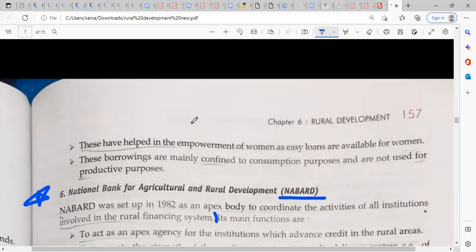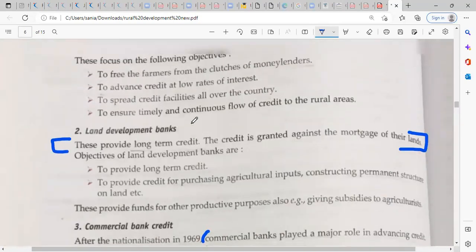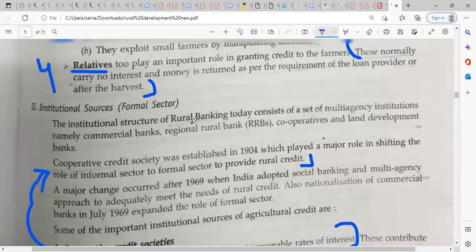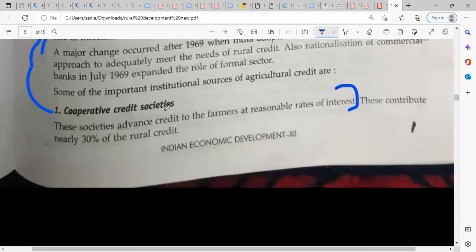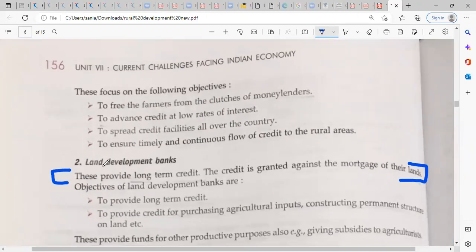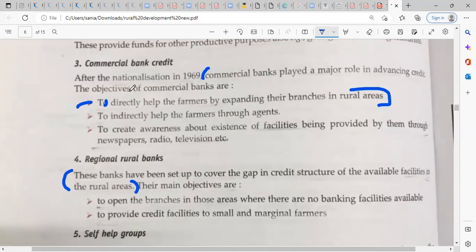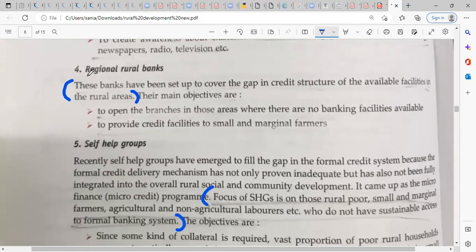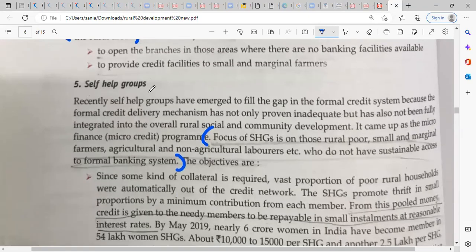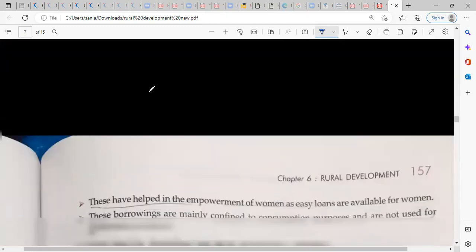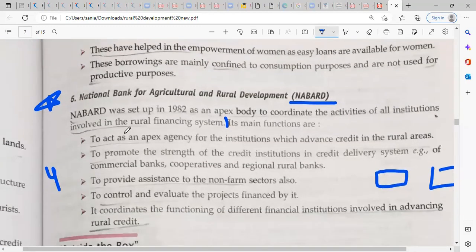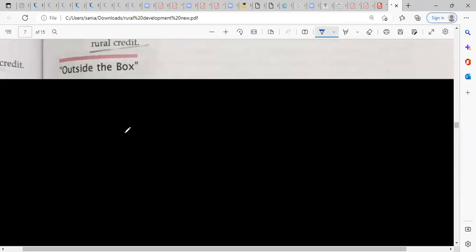So these are basically the institutional ones where the formal sectors are being applied. So first is cooperative credit society. Second is your land development banks. Third is your commercial bank credit. Fourth is your regional rural bank. Fifth is your self-help group and sixth is your NABARD. Now the question is, ma'am, how we are going to learn this much, and how we will write the answers?